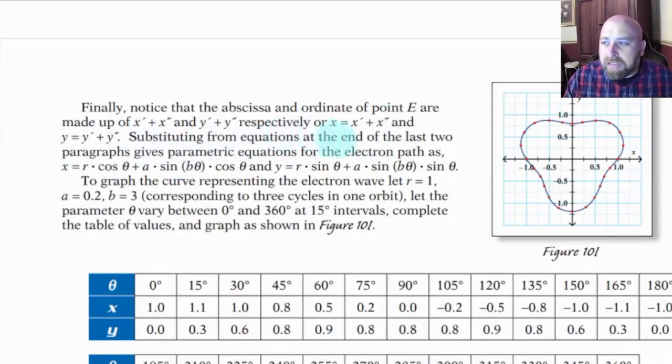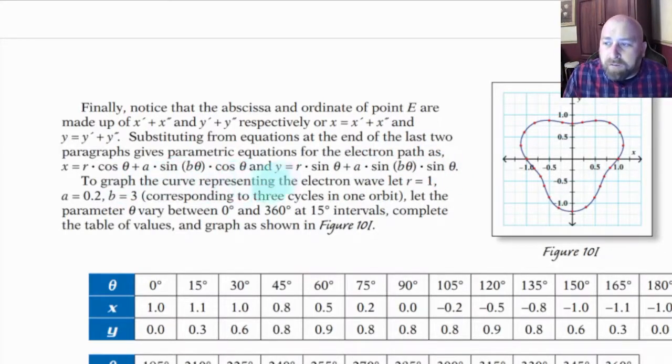Substituting from equations at the end of the last two paragraphs gives parametric equations for the electron path S. So here it's all delineated out right here. Here are the actual parametric equations that we're using. X equals r times cosine of theta plus A times the sine of B theta times the cosine of theta, and y equals r times sine of theta plus A times sine of B theta times sine of theta. Right? Blown mind.